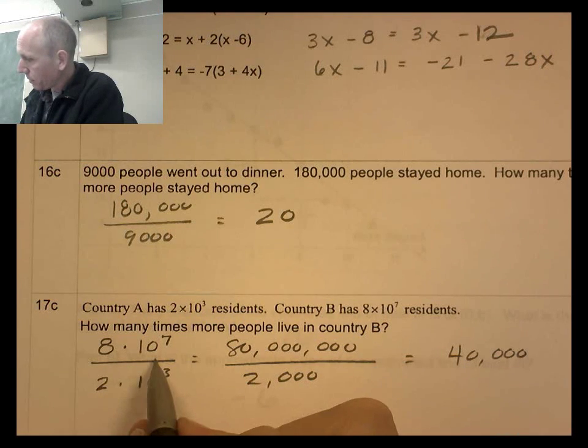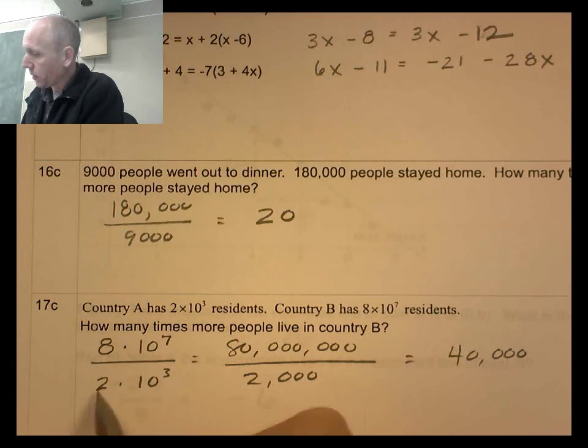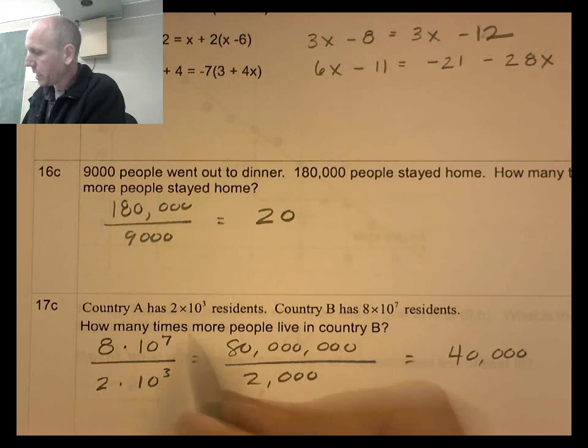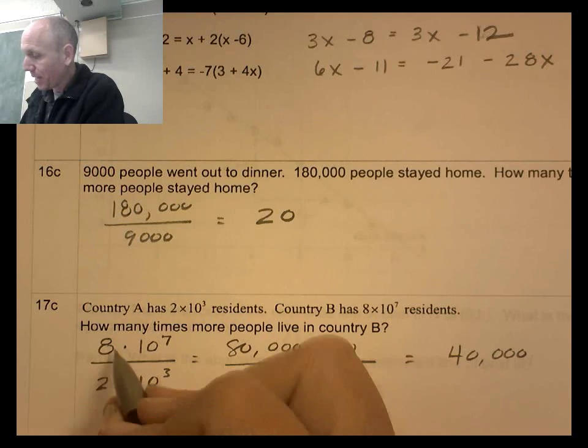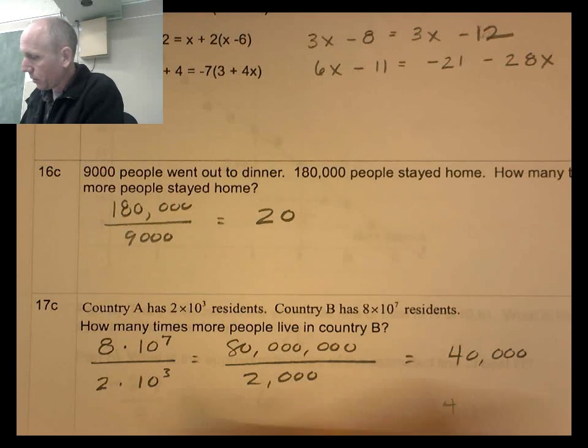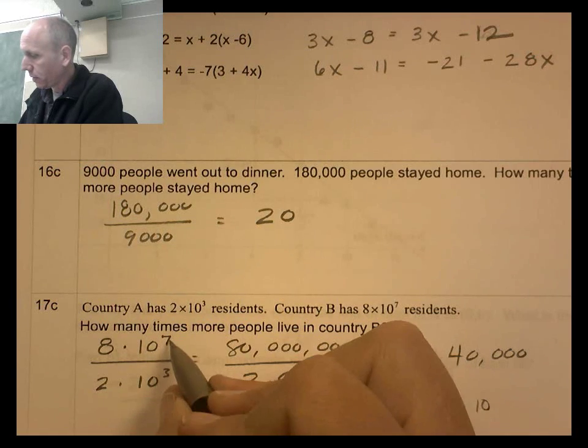So 8 times 10 to the 7th over 2 times 10 to the 3rd. You could expand it out and then divide it and get that. Another way is, what's 8 divided by 2? It's 4, with times 10 to the 4th.